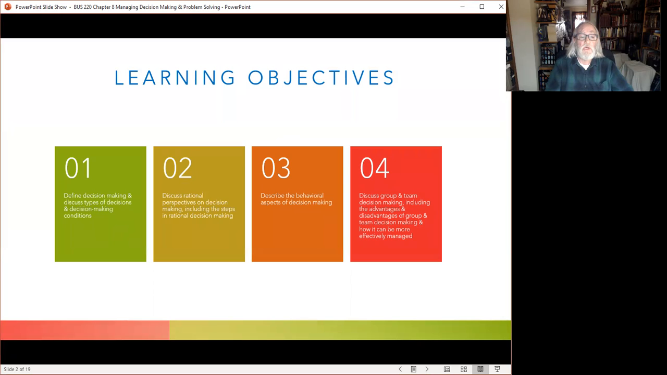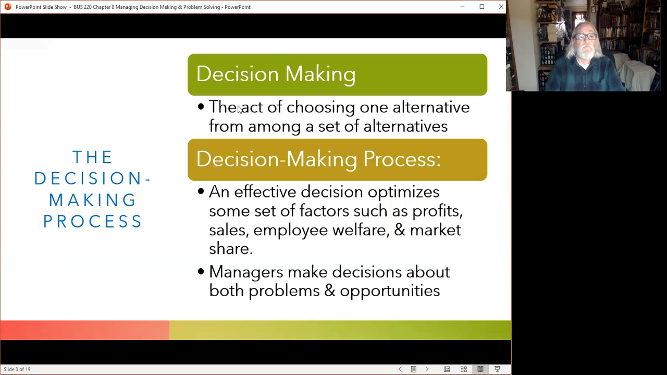to make our decisions. Then we'll talk about some of the conceptual ideas associated with making a decision, the rational perspective, and so forth, and the steps that we take in the rational decision-making process. And then we'll talk a little bit about the behavioral side of all of that, making decisions. And then we'll talk about some other related topics about group and team decision making, and some of those advantages and disadvantages that lie in those topics, and so forth.